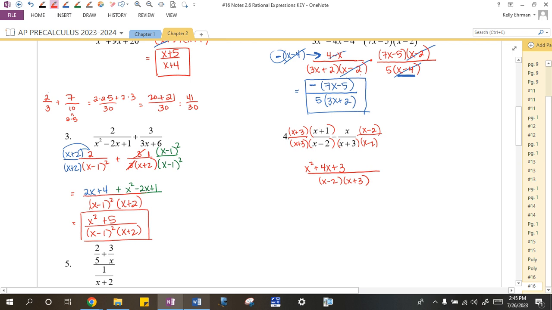And then here's a common thing to miss. You're distributing a negative x, not just an x, a negative x through those parentheses. So minus x squared plus 2x, because negative x times negative 2. It's that sign right there that's easy to miss.